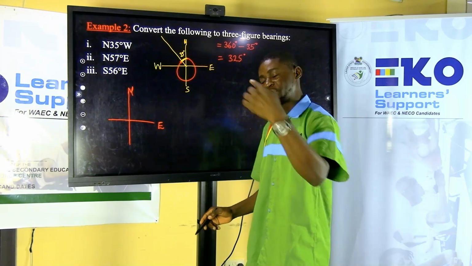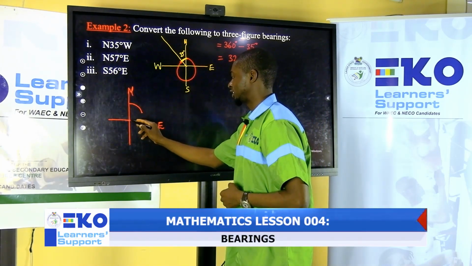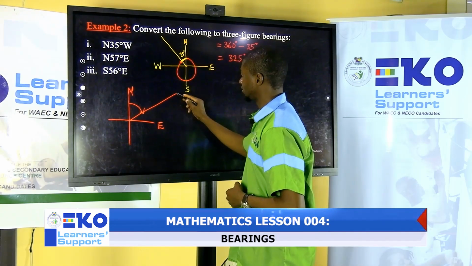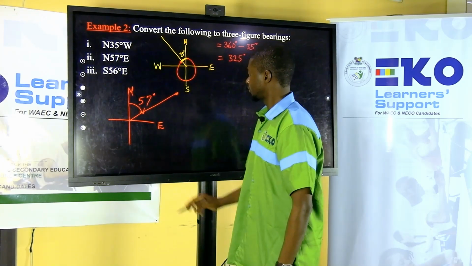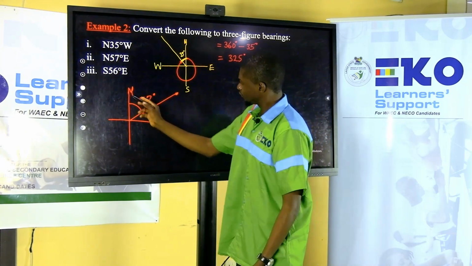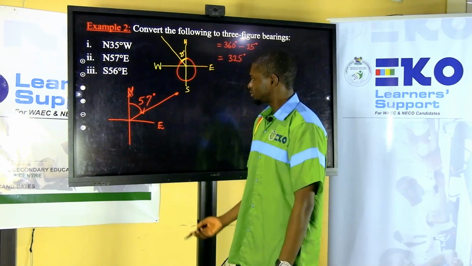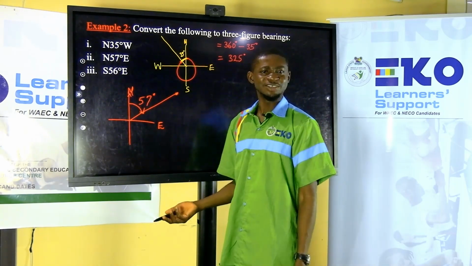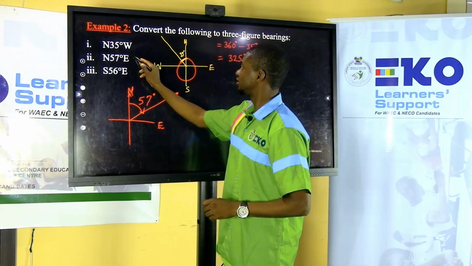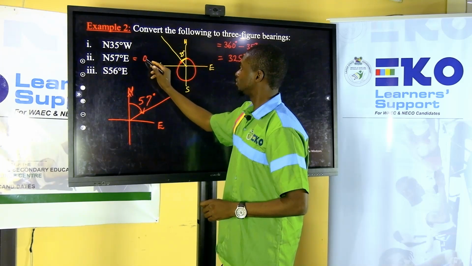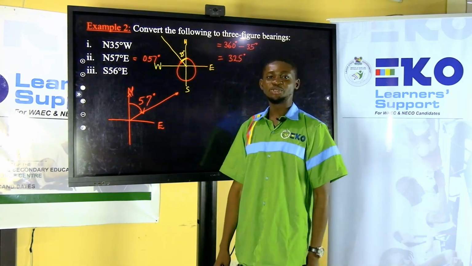57. Remember, you count from the north. Northeast. So north, 0, stop somewhere, 57. So this is 57 degrees, right? So if you start from 0 down to it, it's still 57. So our angle here is still 57. However, 3 figures, so we must put 0 to it. That will be equal to 057 degrees. Isn't that beautiful?